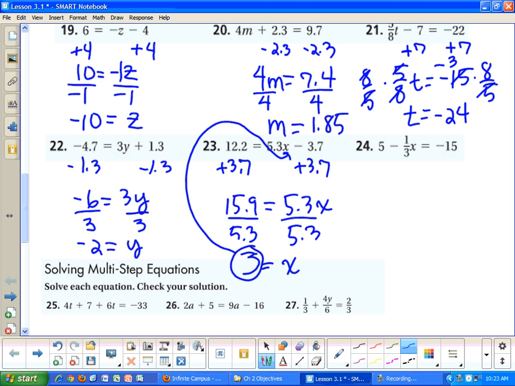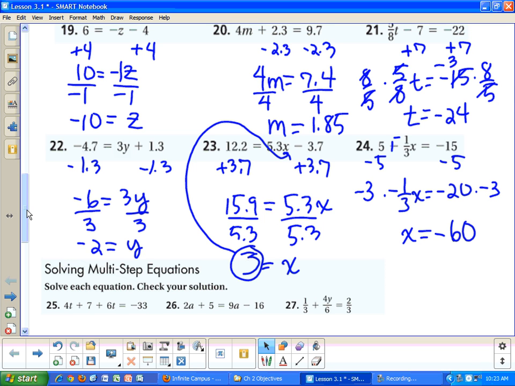Number 24, I'm going to start by using the definition of subtraction. Change that to adding a negative. Then I'm going to subtract 5 from both sides. That leaves me with negative 1/3 x is equal to negative 20. Then I'm going to multiply both sides by the reciprocal, which is negative 3. And negative 3 times negative 1/3 is 1x. And negative 20 times negative 3 is negative 60.